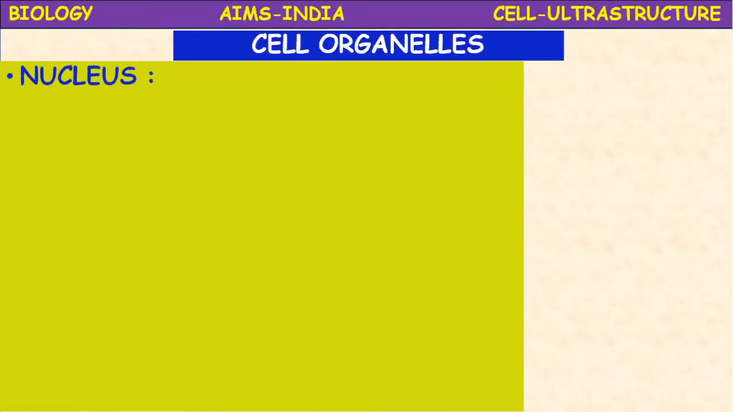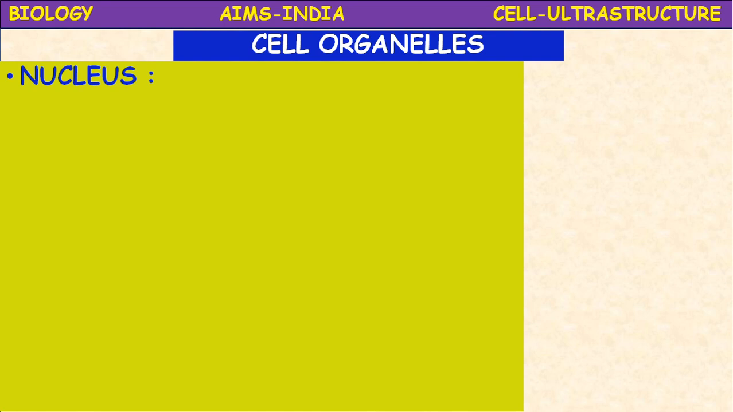The cell organelles. What are cell organelles? The small structures present in the cytoplasm of the cell, which perform different functions of the cell. How can you define a cell? A cell is the basic structural and functional unit of all living organisms.